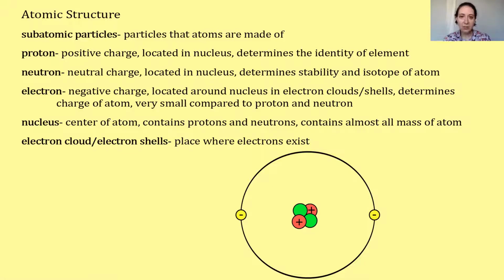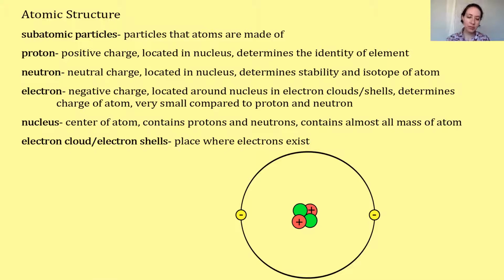Protons are located in the nucleus, and they determine the identity of the element. So this element has 2 protons. So we can figure out that this is, you guys can probably guess what element that is. It's actually helium. You may have guessed it. So this is helium. If we add more protons to this atom, it'll still be an atom, it just won't be helium anymore.